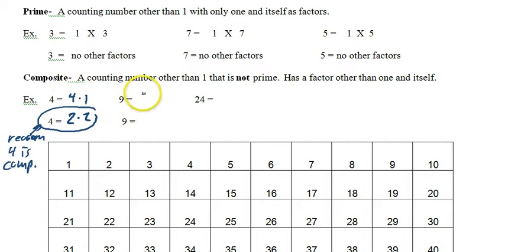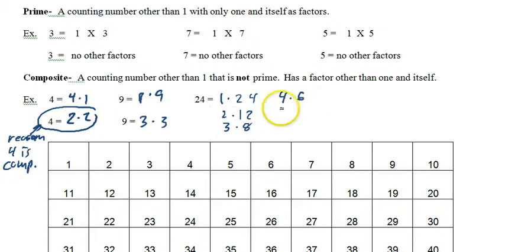It just has to have a number other than itself and 1 as a factor. So like 9, 1 times 9, 3 times 3, composite. 24, we got a lot for 24. 1 times 24, 2 times 12, 3 times 8, 4 times 6, a lot of different numbers that will go into 24. So 2 goes into 24, 3 goes into 24, 8, 12, 4, and 6. That means 24 definitely is not prime, it's composite.